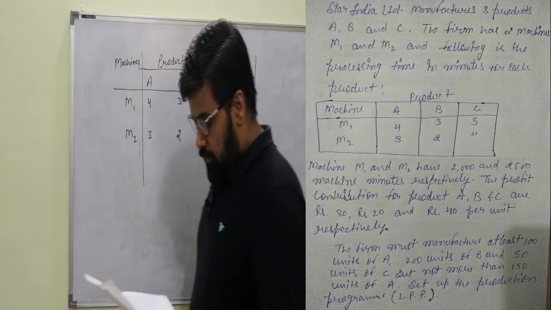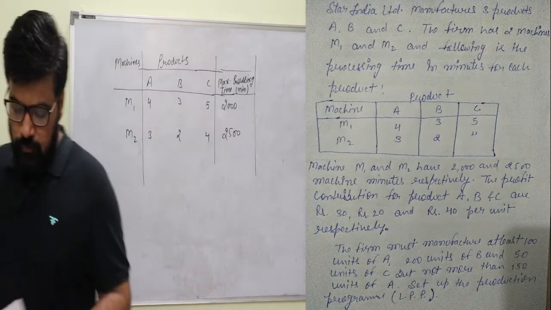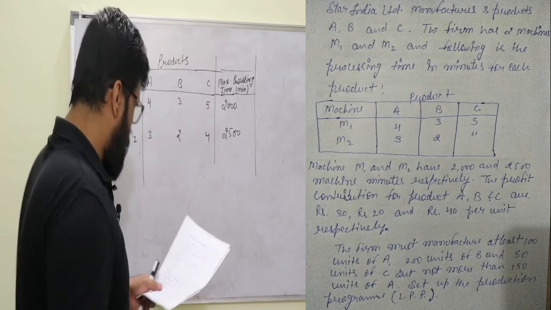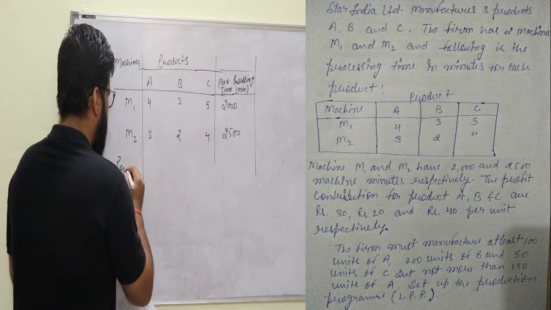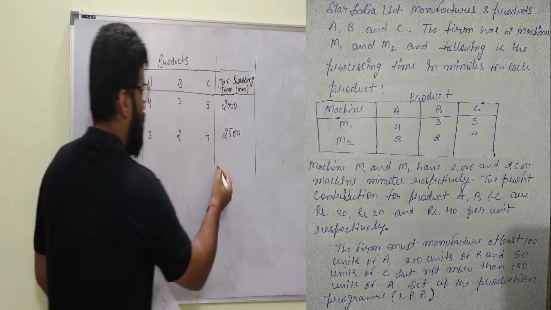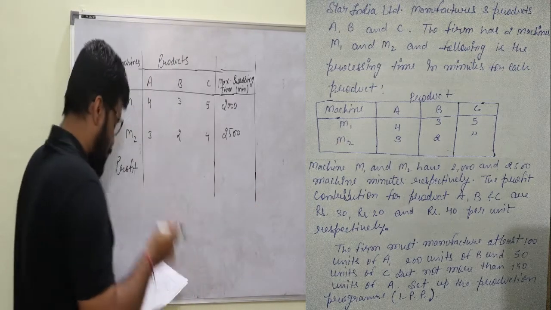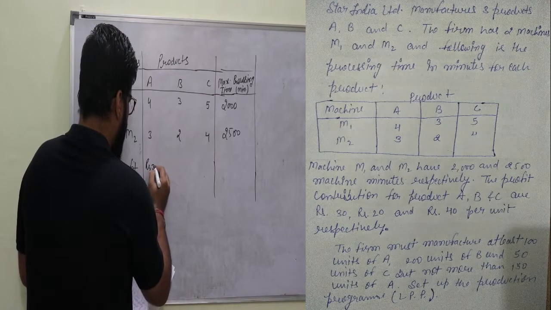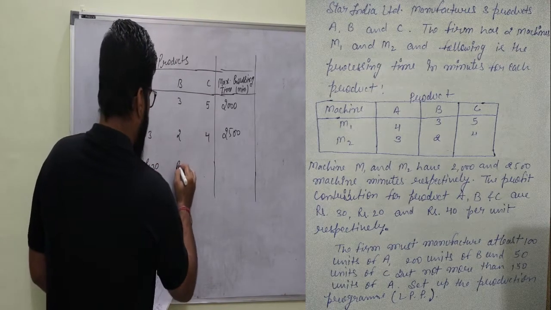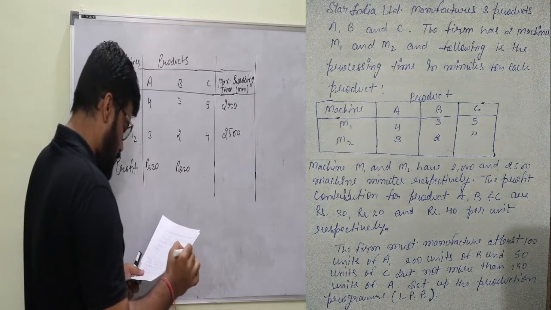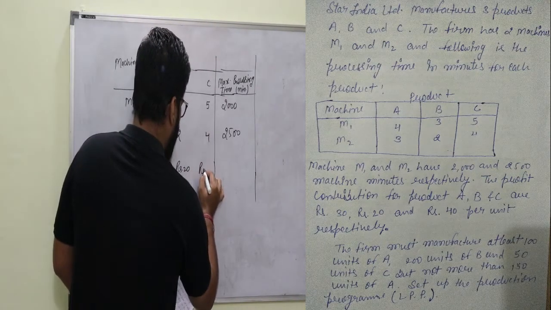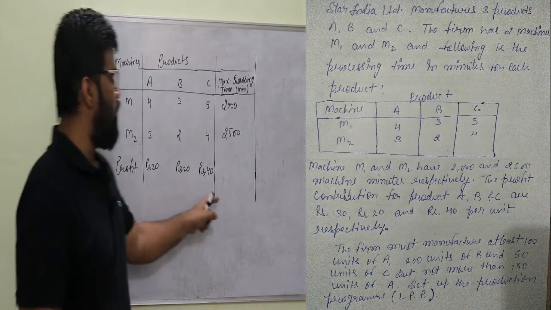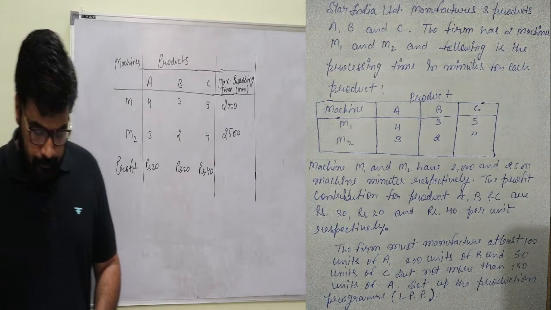Respectively. The profit contribution for each product A, B and C are rupees 30, rupees 20 and rupees 40. So now it is talking about profit contribution, meaning per unit profit. From A it is 30, from B it is 20, and from C it is 40. So per unit profit from A, B and C, the company gets 30, 20 and 40 respectively.